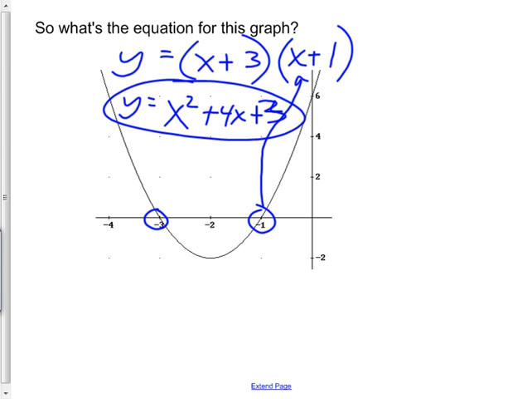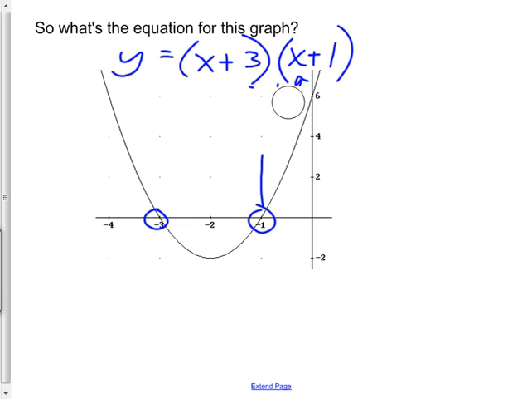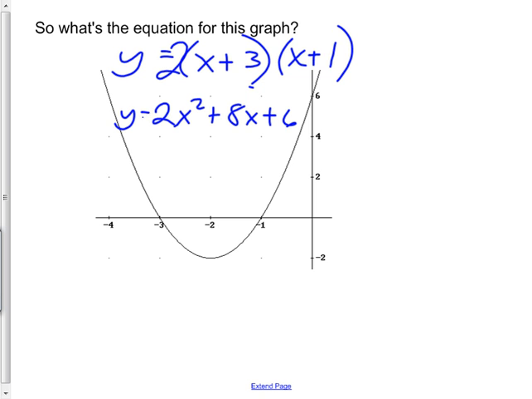But now you might say, wait a minute. That one has a y-intercept of 3, but this one's y-intercept is actually 6. There was a stretch going on. So actually, that means that this thing must really have a 2 in front of it. And now if I multiplied it all out, I'd have x squared plus 4x plus 3, but times everything by 2: 2x squared plus 8x plus 6. And now it actually matches up with my graph because the y-intercept is 6.